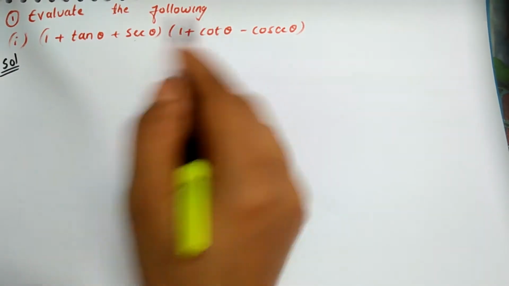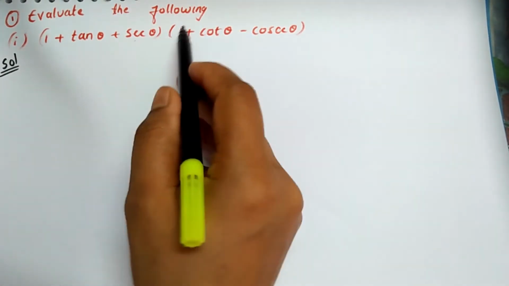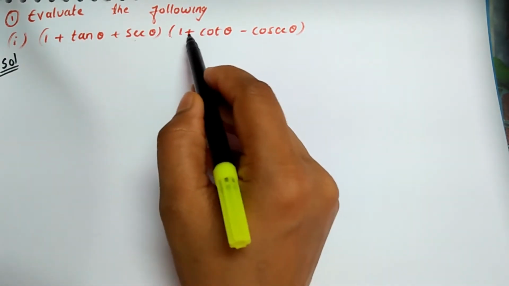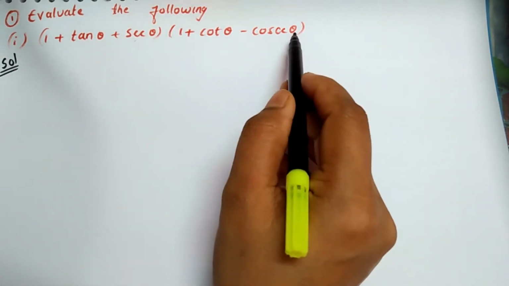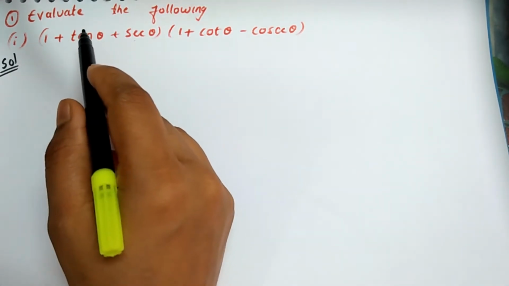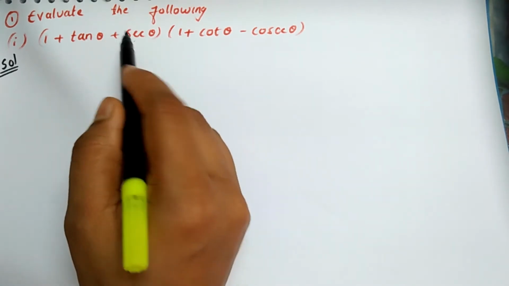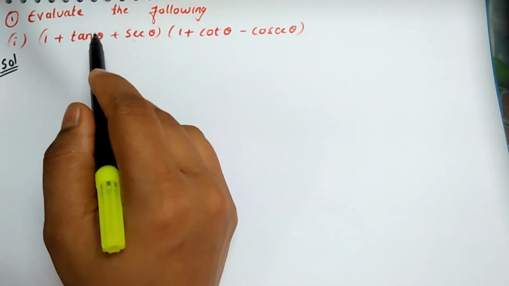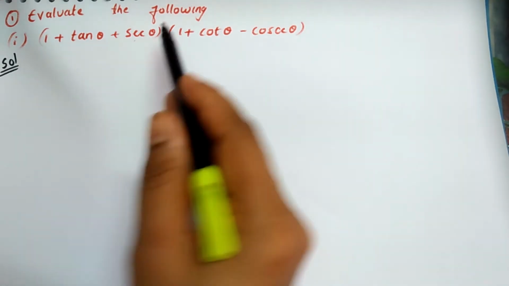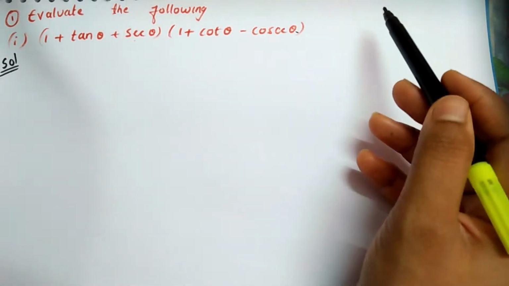Evaluate the following. The first one is (1 plus tan theta plus secant theta) the whole thing, into (1 plus cot theta minus cosecant theta). In these problems, we can't directly apply the identity we already know, because the squares are missing, and we can't just put up the squares because this is not an equation equal to something.